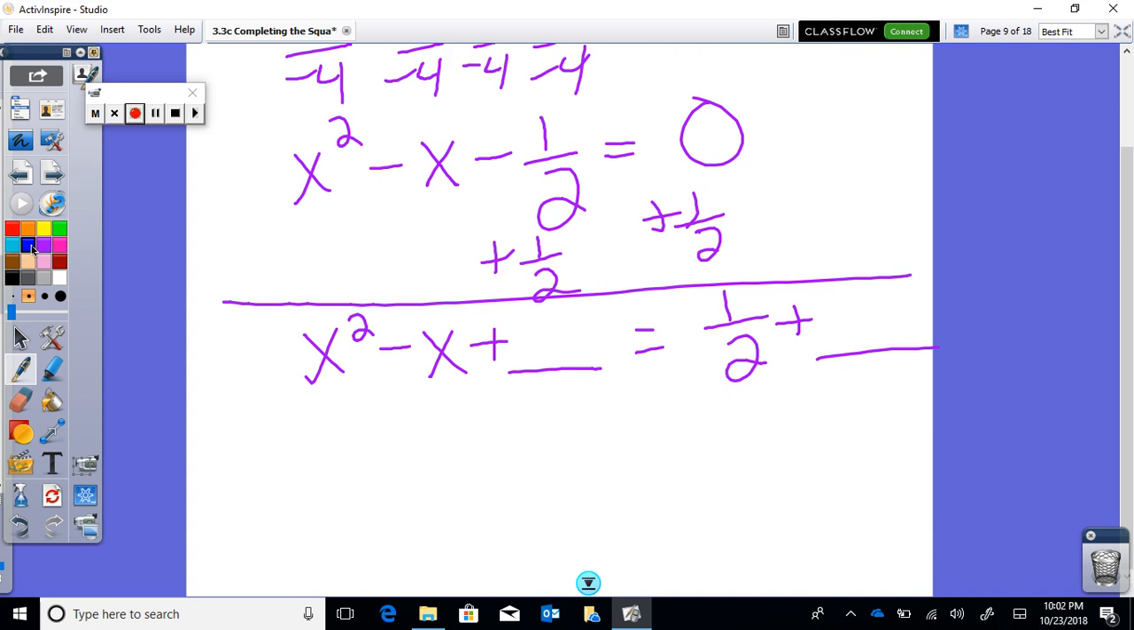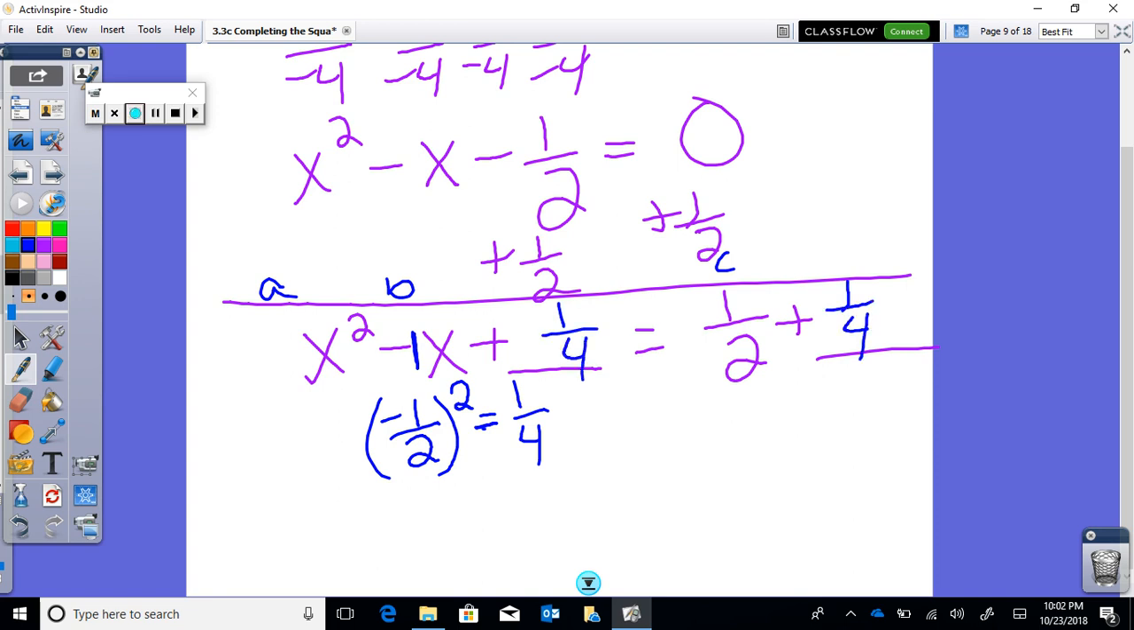Then I take my b divided by 2, square it. So a, b, this is my c term over here. So b, it's a negative x. That's really like I have a negative 1x. So if I take that negative 1 and divide it by 2, I get negative a half. And if I square negative a half, it's going to be negative 1 times negative 1 is 1, and 2 times 2 is 4. So negative 1/2 squared is 1/4.